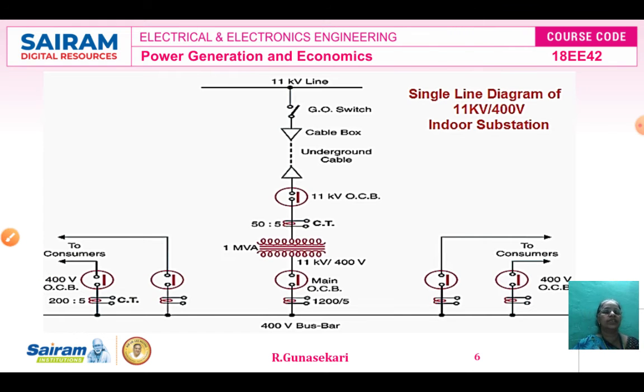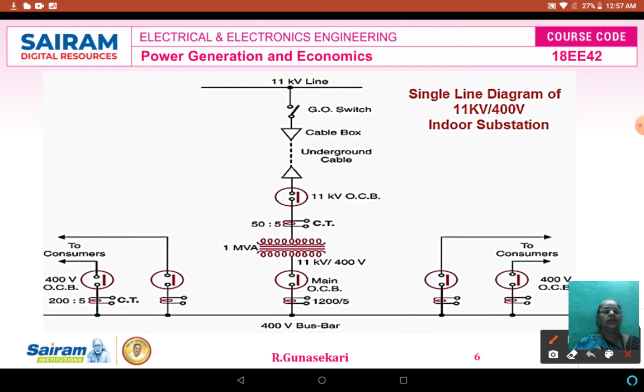Okay, dear students, till now we studied about the single line diagram of 66 kV/11 kV outdoor substation. Now we will study the single line diagram of 11 kV/400 volt indoor substation. This is also step down voltage only. 11 kV is stepped down to 400 volt.